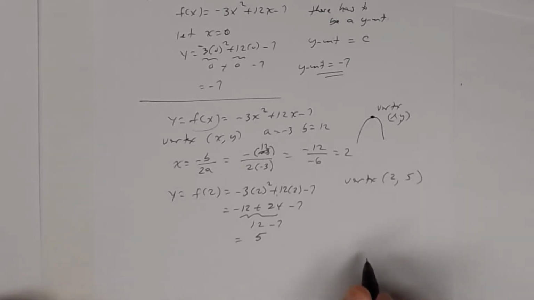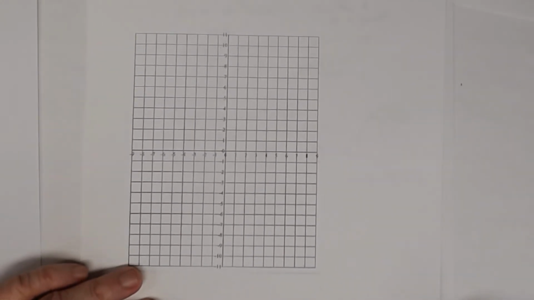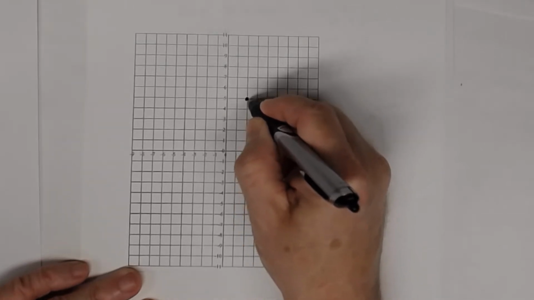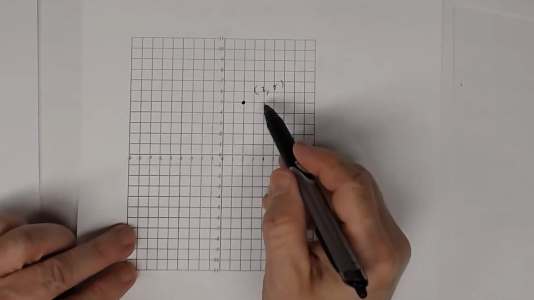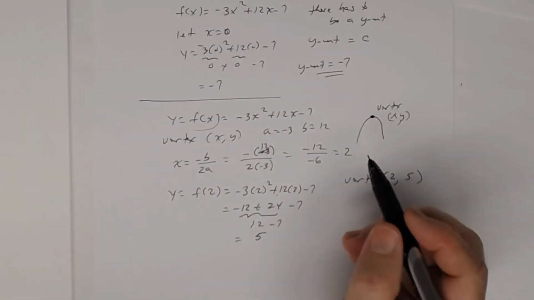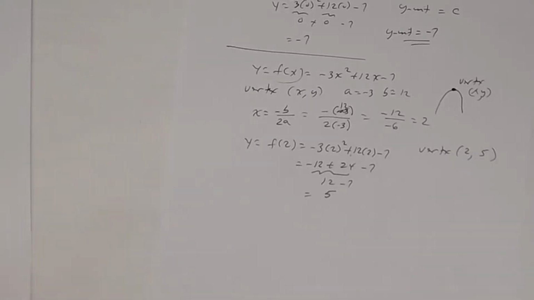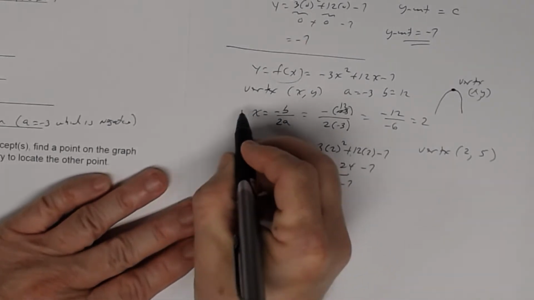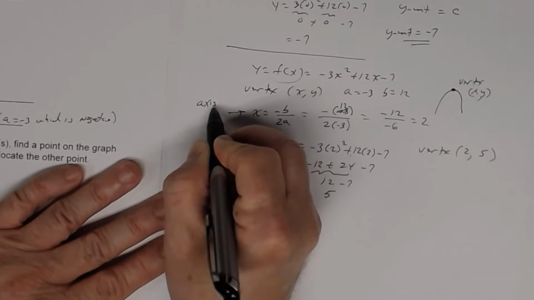So that's your vertex. Now I can go to my graph and plot the point (2, 5). So (2, 5) is up here. There's your vertex, (2, 5), right? And since I know that my vertex is (2, 5), I know the axis of symmetry right away. The axis of symmetry is just x equals negative b over 2a. Just to remind you, this right here also happens to be the axis of symmetry.